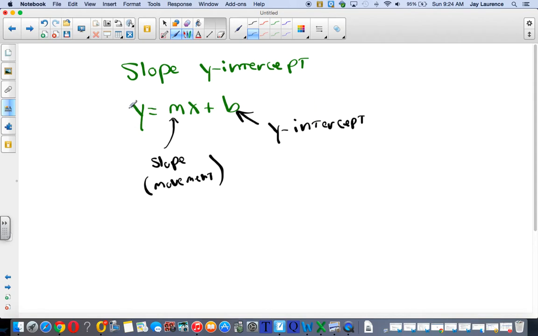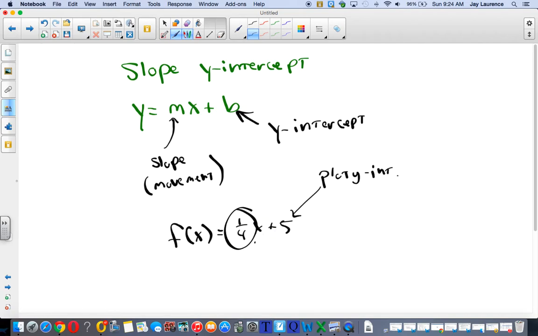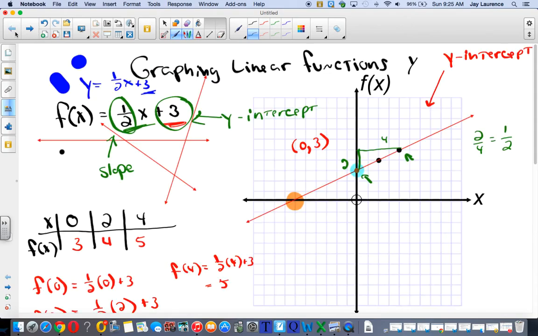So if I have y all by itself, or if I had f of x equals 1/4 x plus 5, first thing I would do is plot the y-intercept, and then I would use the slope. I would move up 1 and right 4 to get my next point. All right, let me show you how that works here.